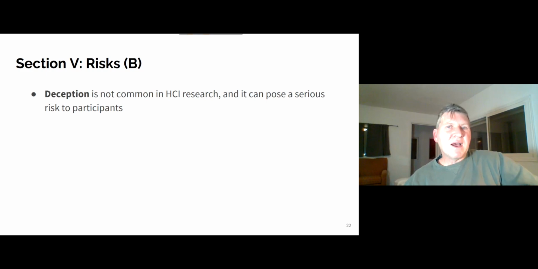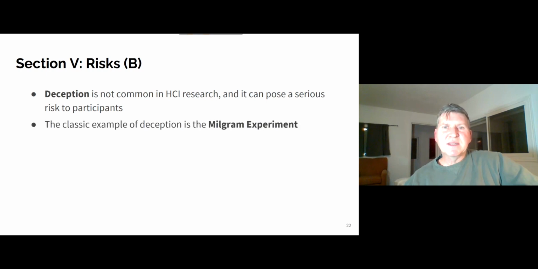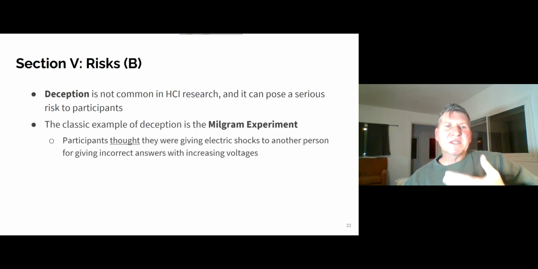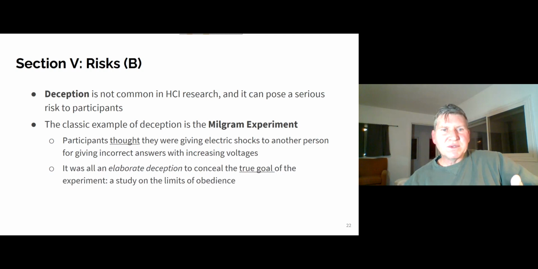So deception is not common in HCI research, and really it can pose a serious risk to participants. Remember the Milgram experiment where the participants thought they were giving electric shocks to another person for giving incorrect answers with increasing voltages? Well, they really weren't doing it. It was just an elaborate deception to conceal the true goal of the experiment, which is a study on the limits of obedience. The deception study that I ran when I was a PhD student was using a crowdsourcing platform to hire other crowdsourcers to write emails to their ex-girlfriend or to their old boss and say something using somebody else's email account.